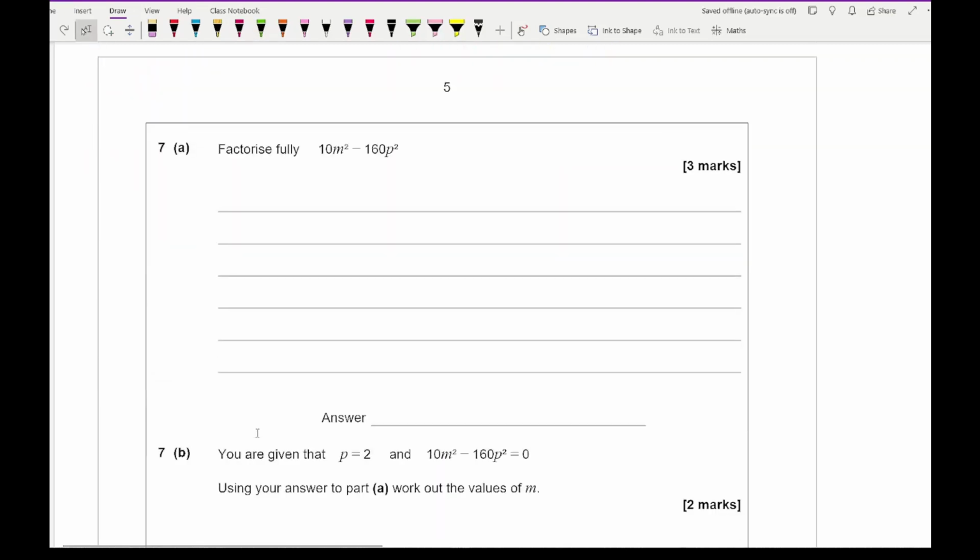Moving on to question 7, it says factorise fully 10m squared minus 160p squared. So looking at this, it's not a difference of squares at first glance because 10 is not a square number, but I can take 10 out as a common factor. So I'm going to have m squared minus 16p squared. Now this is a difference of two squares. Ignore why I've just crossed that off. I meant to highlight it. So this is a difference of two squares.